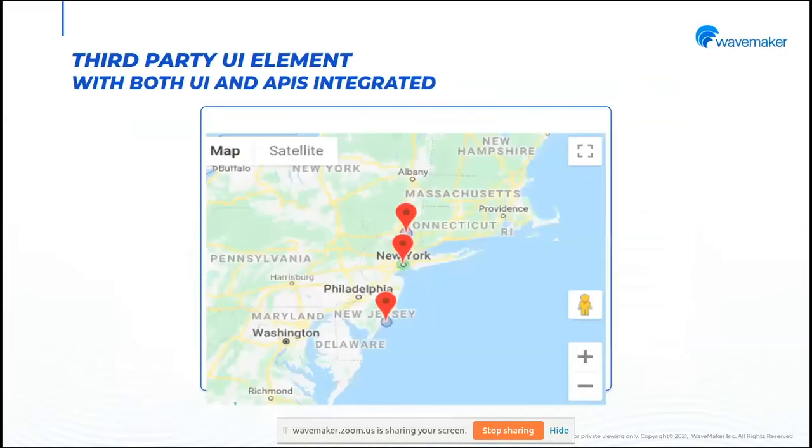Another prefab use case could be a third-party UI element with both UI and APIs. Our example is a Google Maps prefab. We pass an API key to the prefab, and we pass our locations which we want to populate on the prefab. Then the prefab will take care of rendering it. It will call different Google APIs, pass in the API key, and do all those manipulations and populate these markers on the UI.